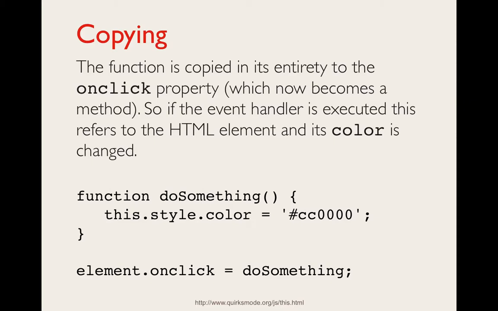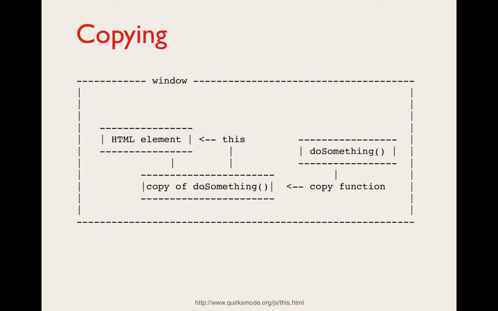So let's look at this just a little bit. The function, when you assign it with an equal sign to an event, is copied in its entirety to the onClick property, which now becomes, there we go, a method. So if the event handler is executed, this refers to the HTML element and its color is changed because the property does exist. It kind of looks like this graphically. You have this, which points to the HTML element because it's copied the function in.